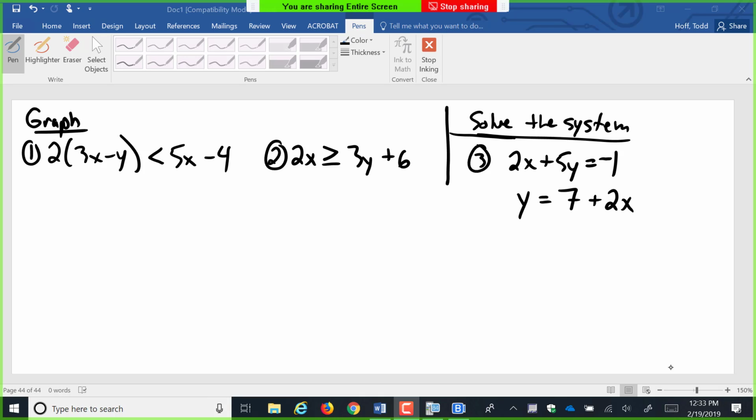So we have these three problems to warm up with. The first two go back a couple of days, graphing inequalities. So for the first one here, we have to solve it. We have to get y on one side by itself, kind of like a linear equation, so that we can graph that boundary line. So what's the first thing we're going to do with it?